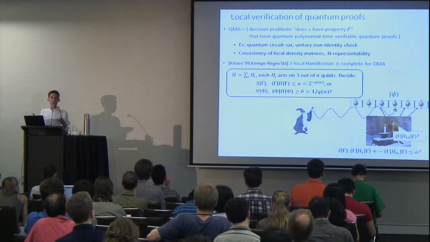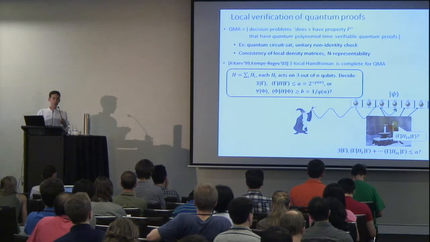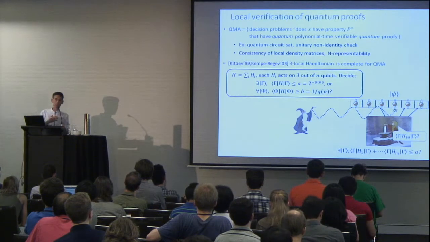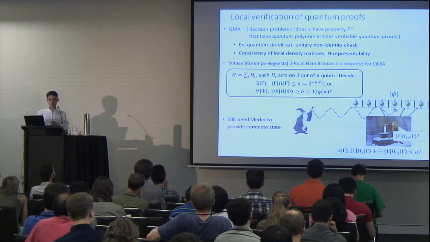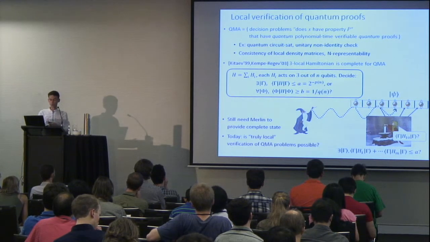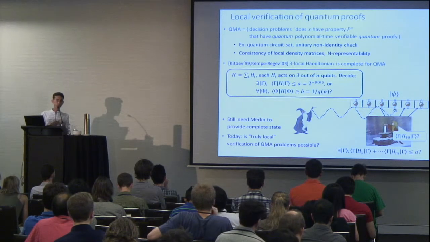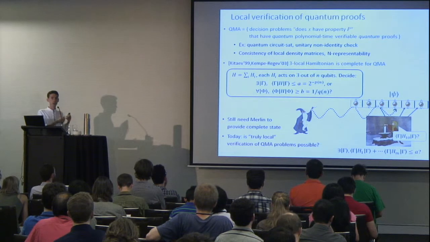But again, this is not truly local because we need the state to be there. Even though we're only checking 3 qubits at a time, I need to store it physically and then access the qubits. And if I try to give the state back to Merlin, I'll run into the exact same problem as I had before. So this is not truly local in our terms. And the question that I want to think about in this talk is whether we can achieve truly local verification of quantum states in the same way as we just did it in the previous slide for classical proofs.